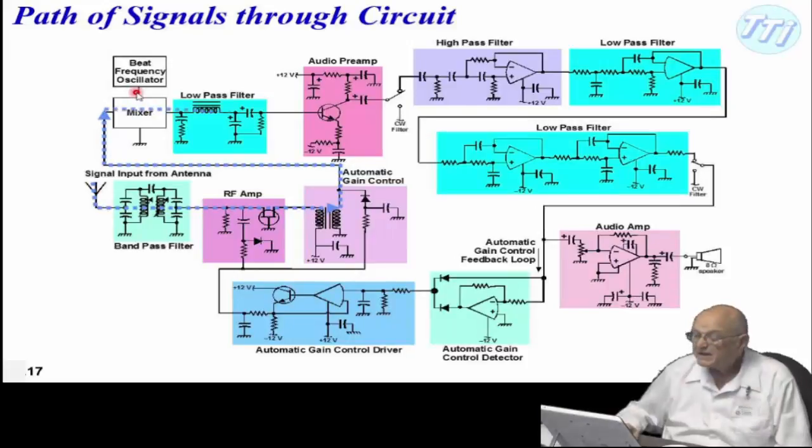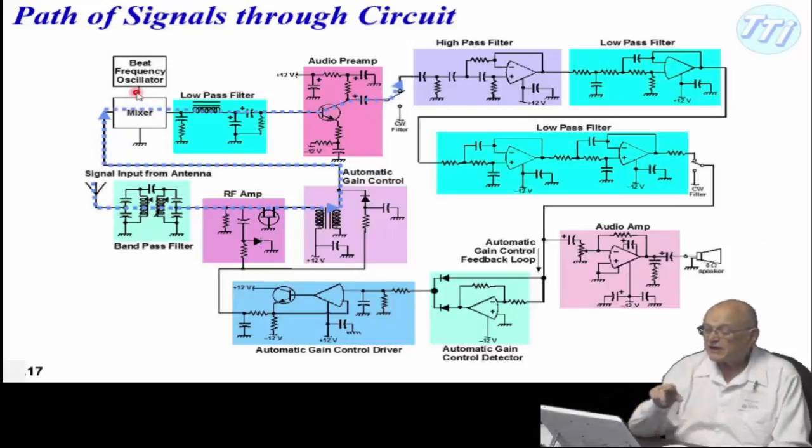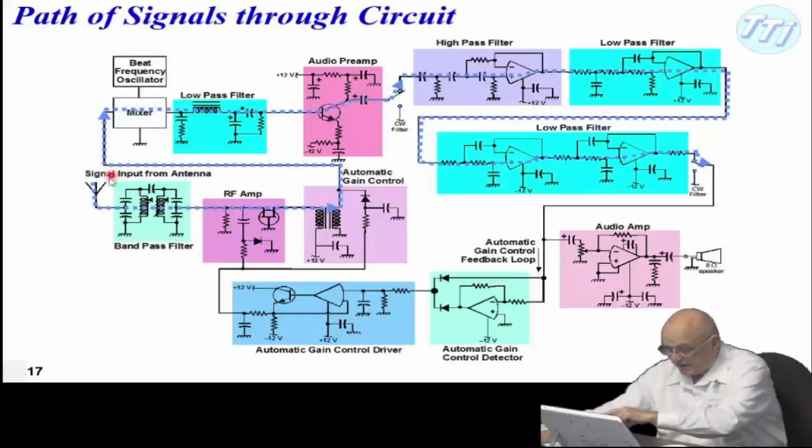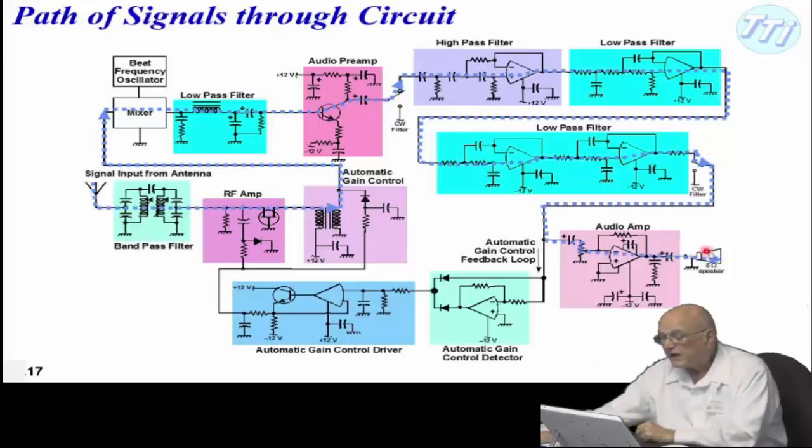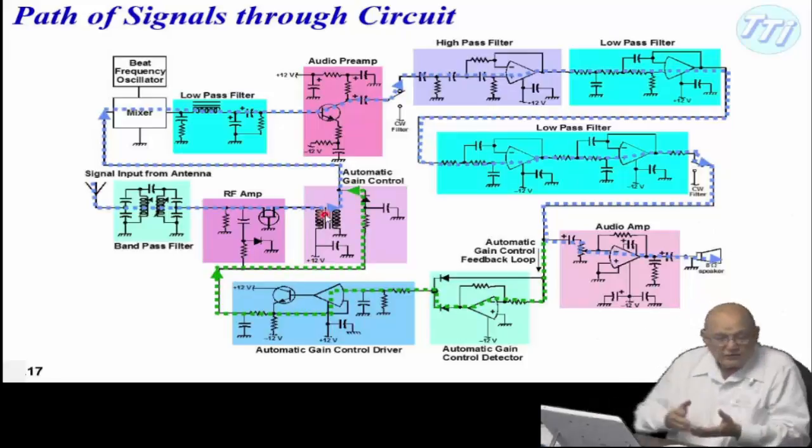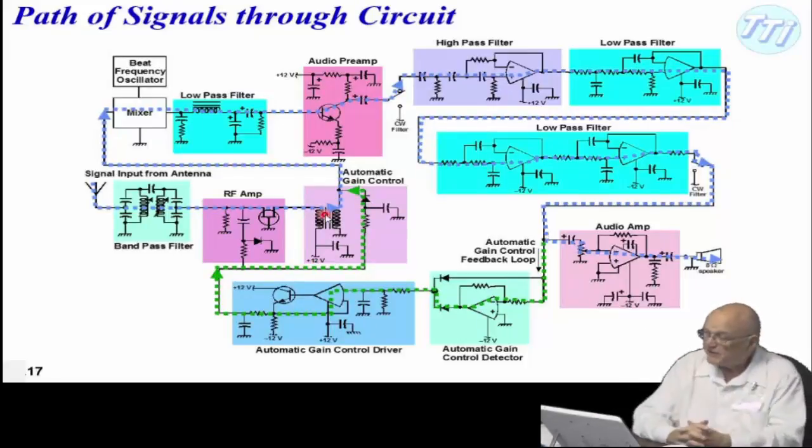Then the next thing that happens is you actually have it going in that direction. Then it goes through the filtering, as you see right through this. And then you go through the audio preamplifier, and then right here is where it samples part of that signal coming out. It goes out through here and combines it with this particular signal here to either increase it or decrease it depending on the strength of the signal.